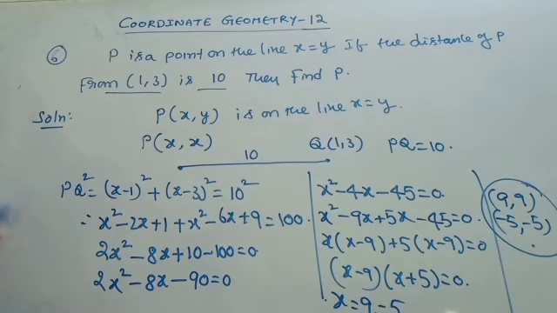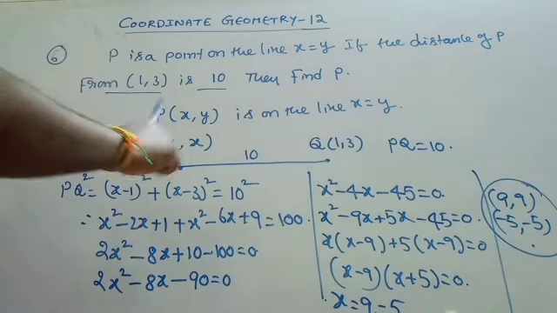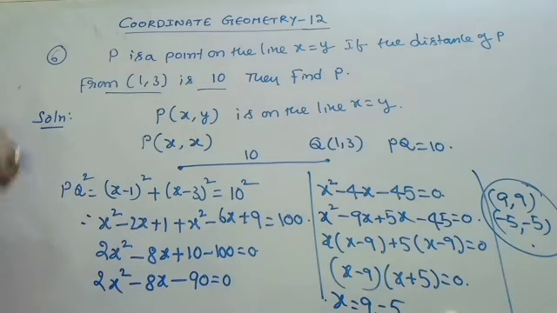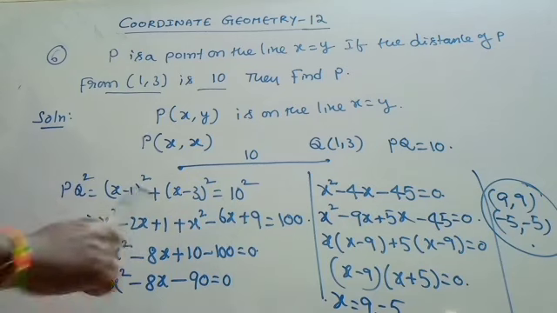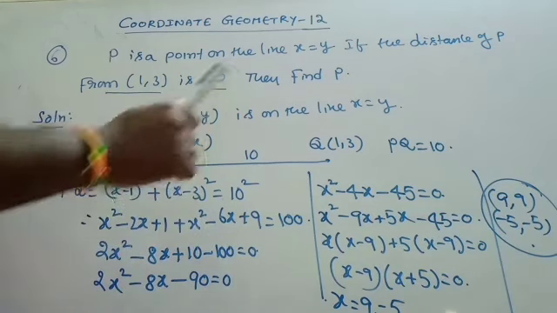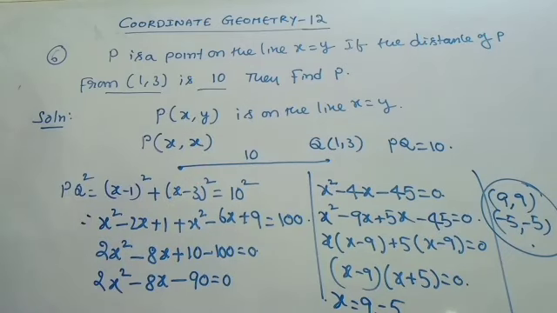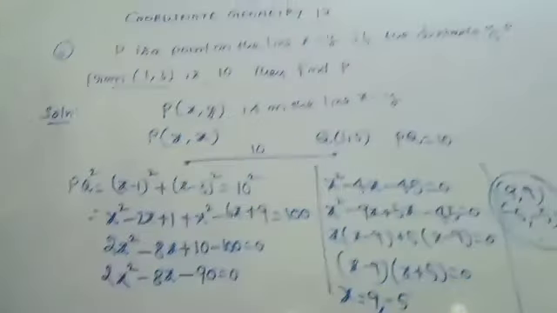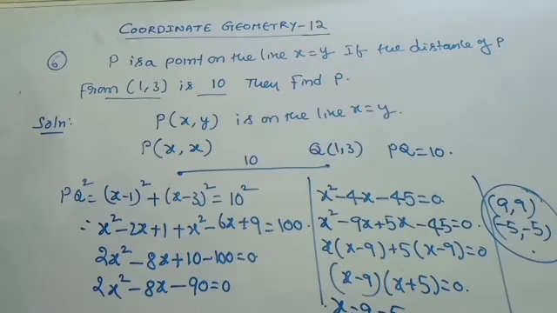It looks very interesting how we did it. They gave the distance, we found that, and we got a nice equation and we solved it. We got the x value, and because x equal to y, the point is x comma x. That's why 9 comma 9 and minus 5 comma minus 5. These are all the different types of problems I am doing for your understanding purpose, such that it will be very much helpful to you, right? Nice.